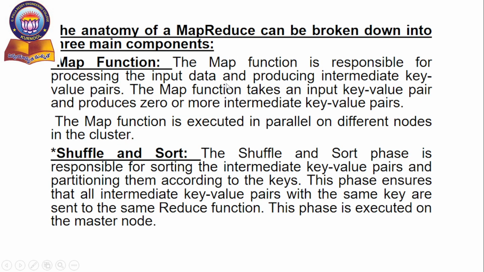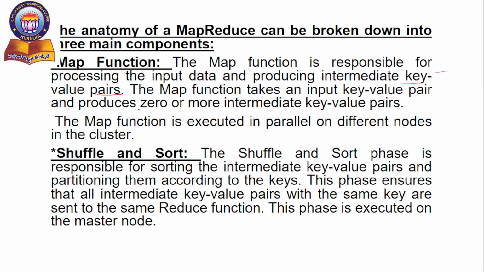Now we'll see what are the important components into which a MapReduce can be broken. It is called the anatomy of a MapReduce. We'll see the three main components. Among that, the first one is the map function. The map function is responsible for processing the input data and producing intermediate key, value pairs. The map function takes an input key, value pair and produces 0 or more intermediate key value pairs.